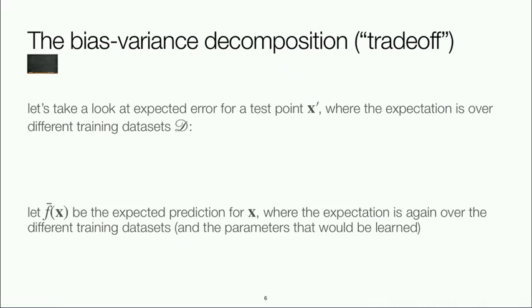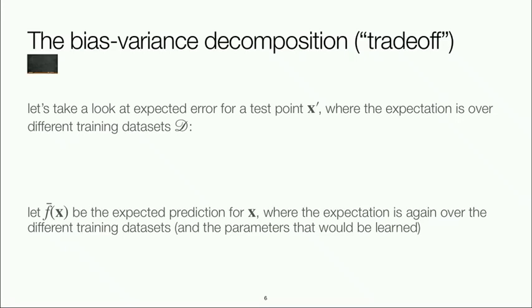So here's what we're going to do. We're going to try to understand how well my model would predict on a new test point x prime, a point that my model was not actually trained to predict on. And when I say expected, what I mean is the expectation over different training data sets that the model could be trained on, remember? Because sampling a training data set and then training the model is a random procedure, and we're treating that as random.